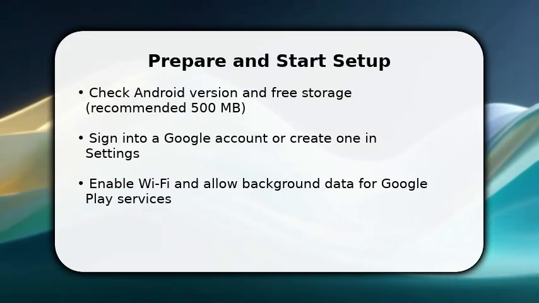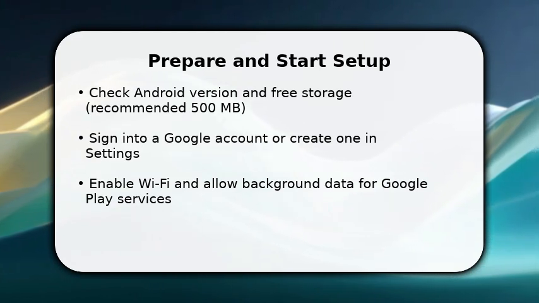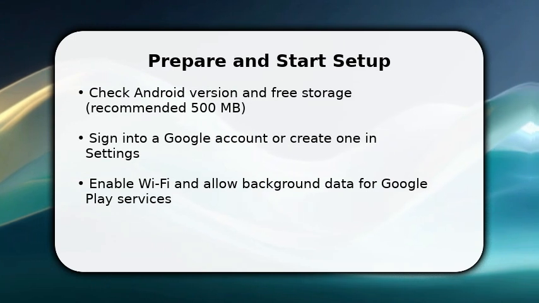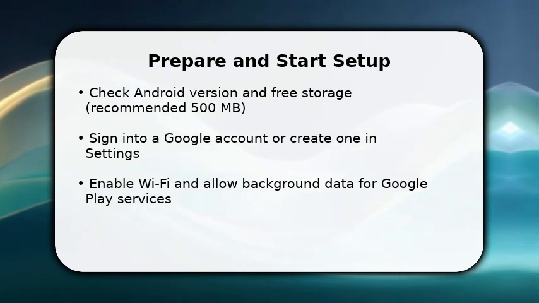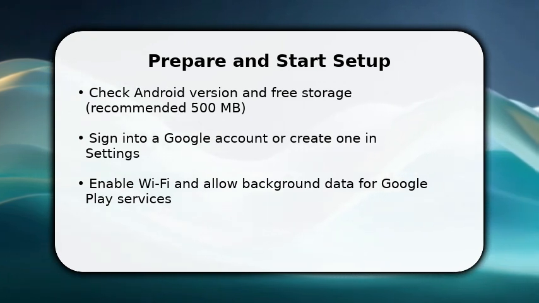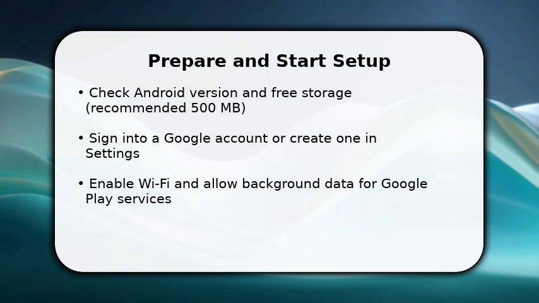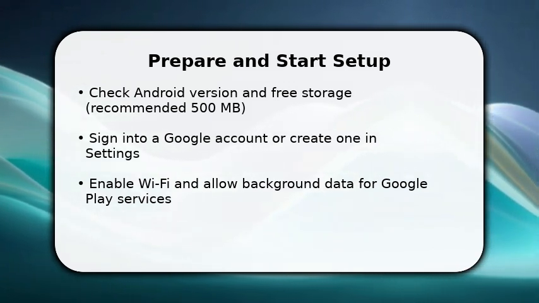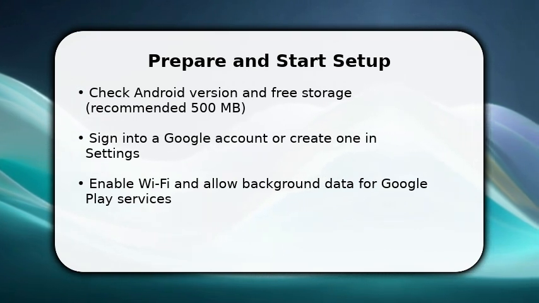You begin by verifying prerequisites. Confirm your Android version and at least 500 MB free storage, and sign into a Google account so services can sync. Once done, enable Wi-Fi and background data to allow downloads and updates. This prevents interruptions. Next, open Settings then Apps, locate Google Play Services, and tap to view permissions.